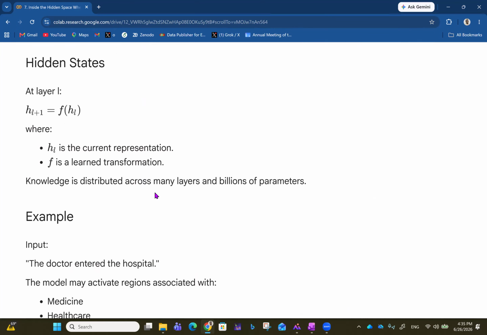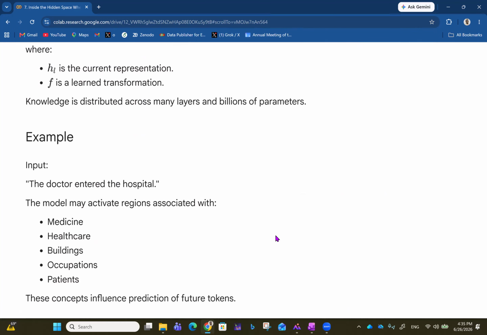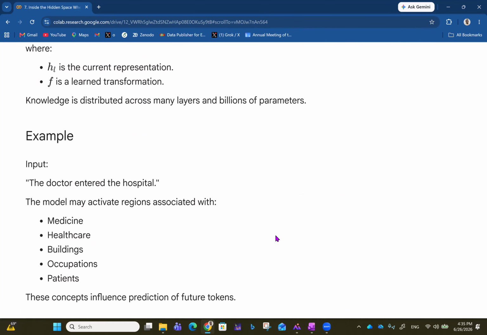Knowledge is distributed across many layers and billions of parameters. So, like I've said from the beginning, AI is just doing simple things on large data sets with billions of parameters, and then everything goes very serious. For example, the input is the fact that the doctor entered the hospital, so the model may activate regions associated with medicine, healthcare, buildings, occupations, and patients.